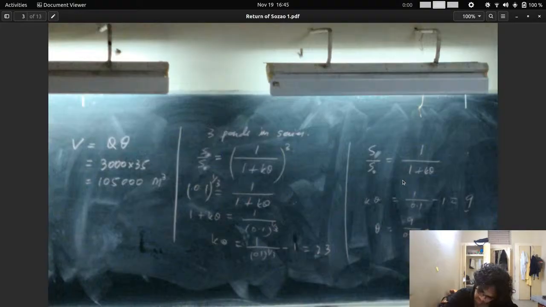Yes, theta is retention. Hydraulic retention. Hydraulic residence time.